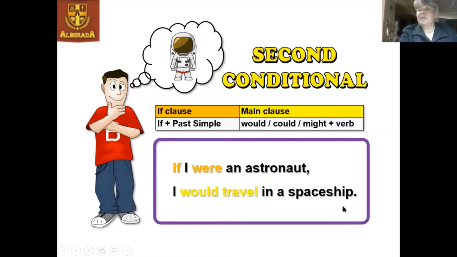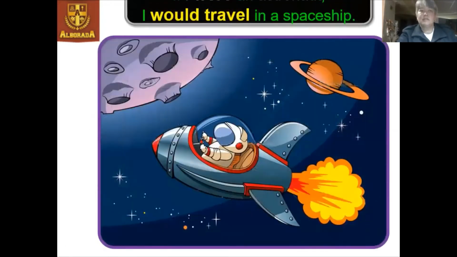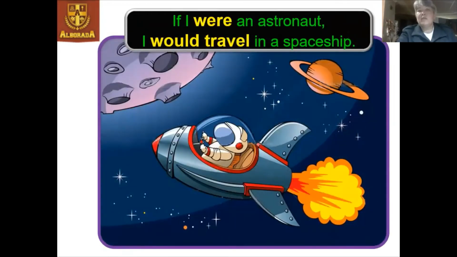travel in a spaceship. Some other examples. If I were an astronaut, I would travel in a spaceship. Using the conditionals is the only time where we can use the word "were" with the pronoun I. Also, you can use was. Both are correct.